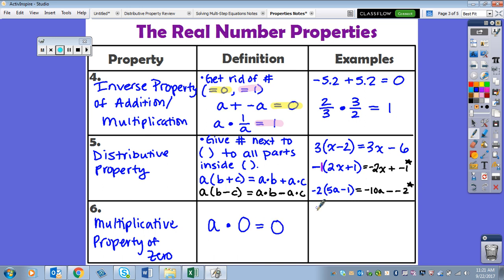So 2/5 times 0 is equal to 0. Negative 11 times 0 is equal to 0. 0 is equal to pi times 0. All of those are examples of the multiplicative property of 0.